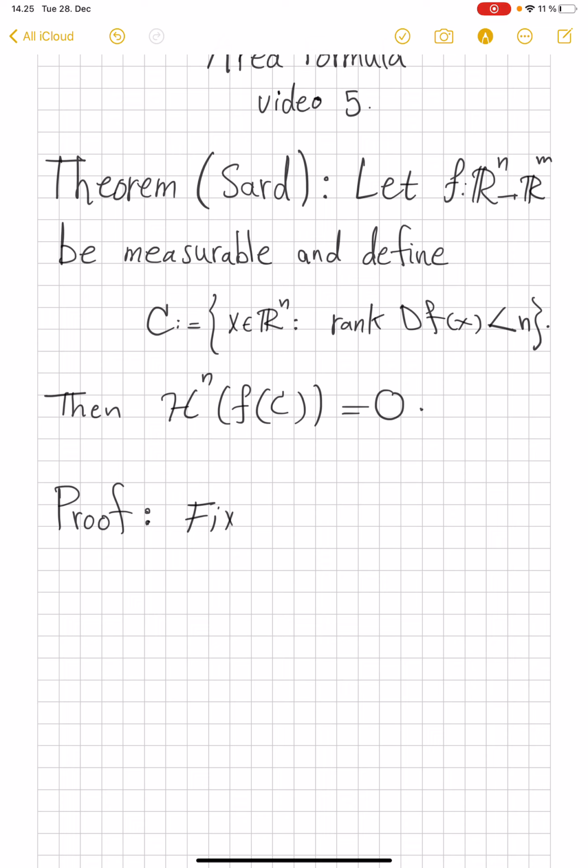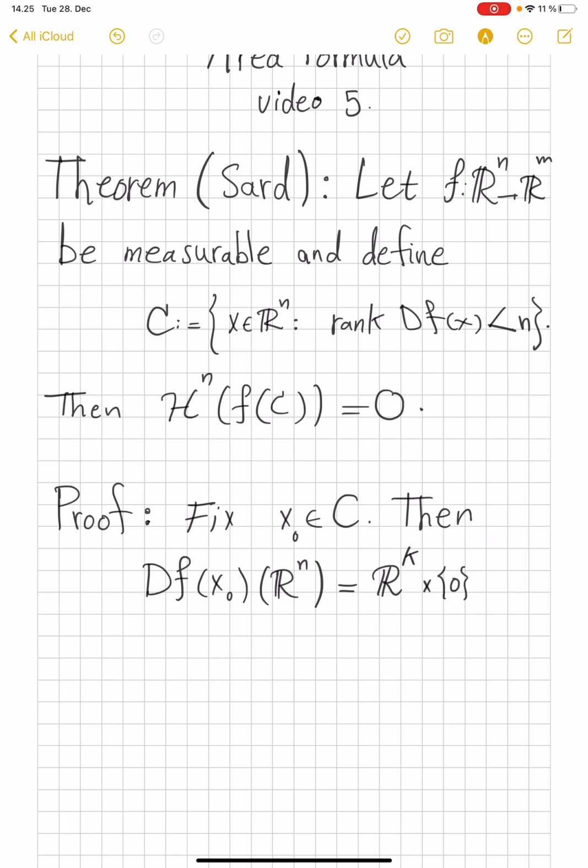fix some x0 in the critical set. Then the derivative of f at x0 is a linear map from Rn into Rm, but because its rank is less than n, the whole image of this linear map is some Rk, and after rotations in the image, we can assume that it's just Rk times 0, which is sitting inside Rm, where k is strictly less than n. So it's a non-negative integer in this range.